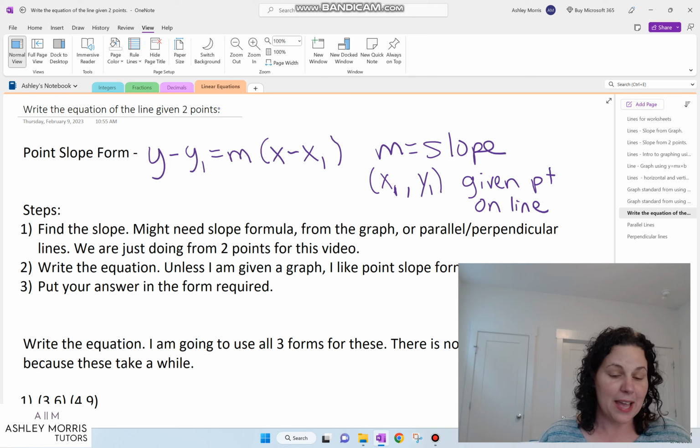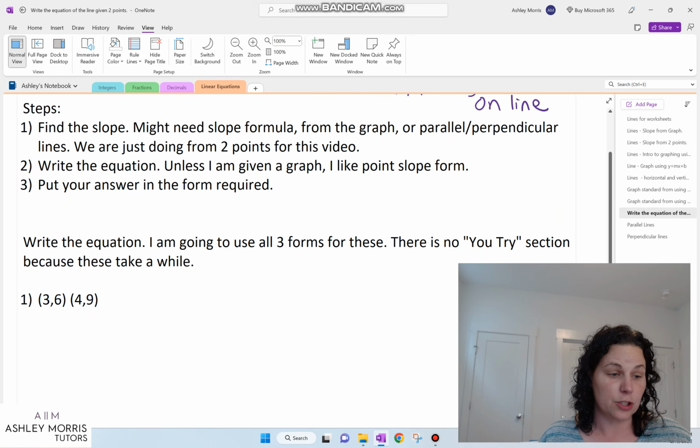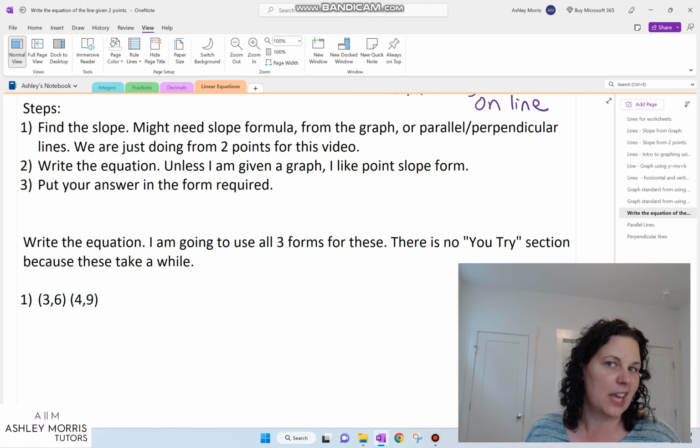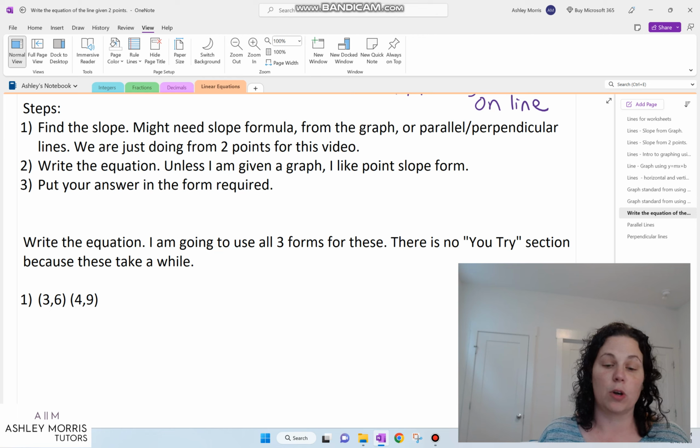But here are the steps, and these steps never, ever change. Find the slope. There might be multiple ways you could do this. Get the slope from a formula, the graph, parallel or perpendicular. In this video, we are doing it from 2 points every time. Then you're going to write the equation. And I like to start in point slope form, like I was saying, unless it's from a graph. And then you're going to put the answer in the form required.